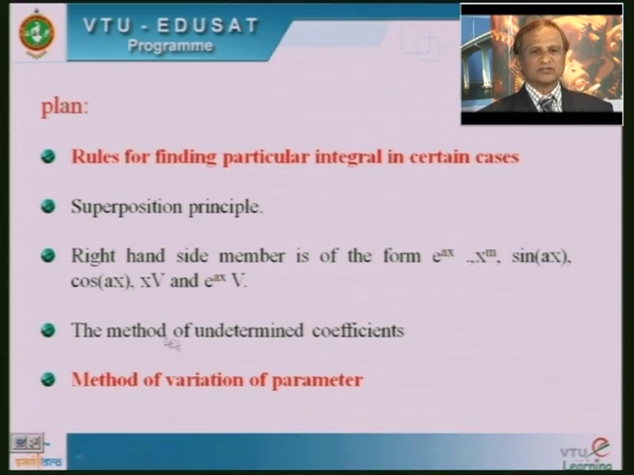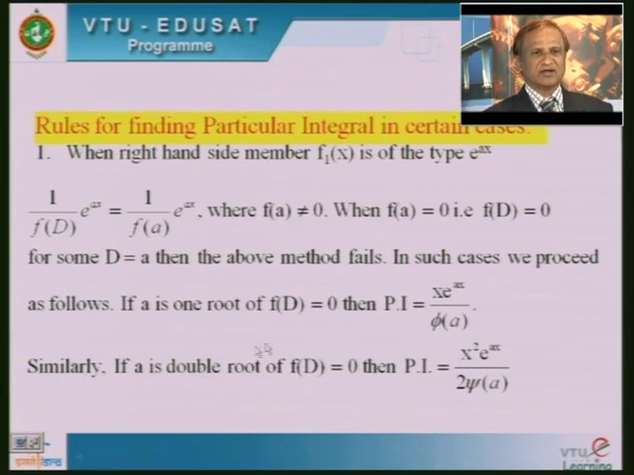So we shall discuss the method of undetermined coefficients. It is also a method to find a particular integral of the given function. When the right hand side member is of these types, we can use one method. Sometimes we have to use another method, namely undetermined coefficients, or we can use the method of variation of parameters. So we can use these two methods to find a particular integral. I will explain how we are going to use those two methods.